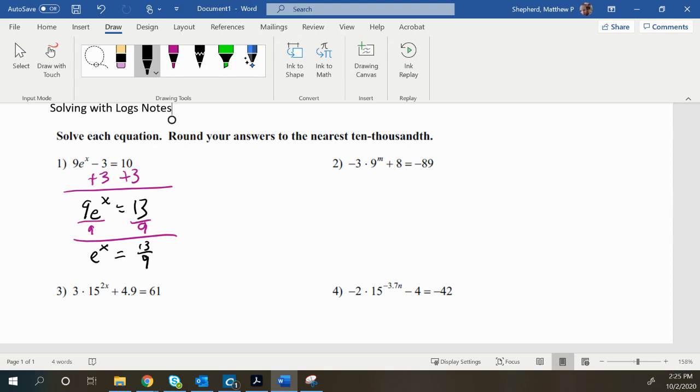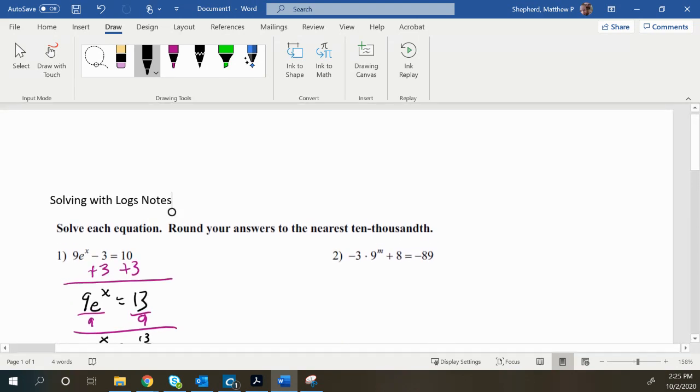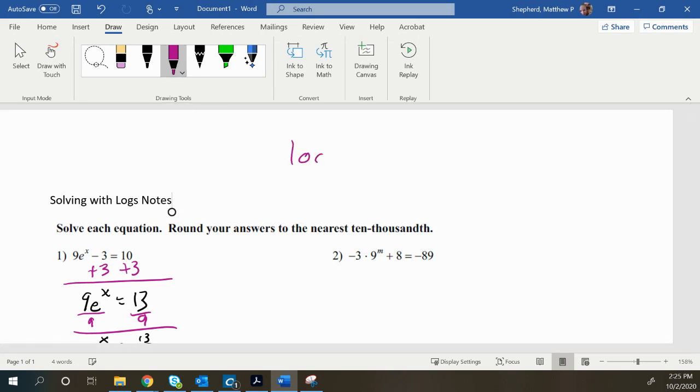Now, at this point, I want to eliminate that base, the exponent there. So what we're going to do is use a logarithm as an inverse. So let's first take a few examples of what that might look like. For example, if I have something like log base 4 of 4 to the power of 3.